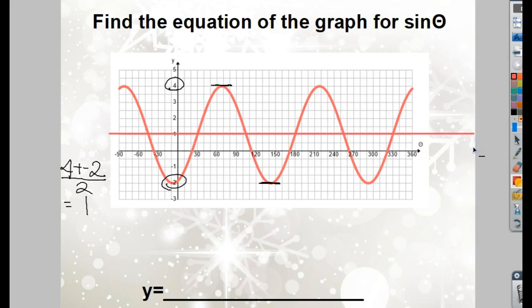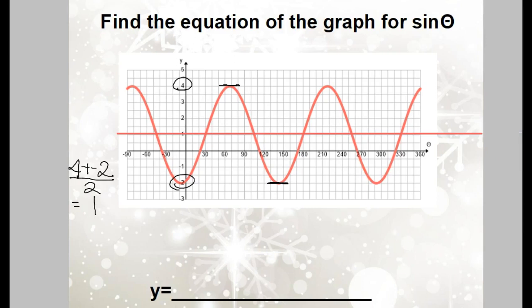So now that I can see that that's the center of my graph, this will help me identify any vertical translations as well as the amplitude. And so the amplitude is always the distance between that sinusoidal axis and a maximum or minimum point. And so you can see the distance from 1 to 4 will be 3. So I know that my amplitude is 3.